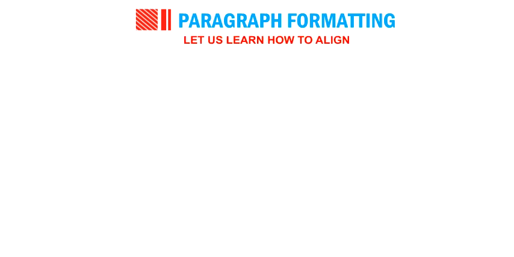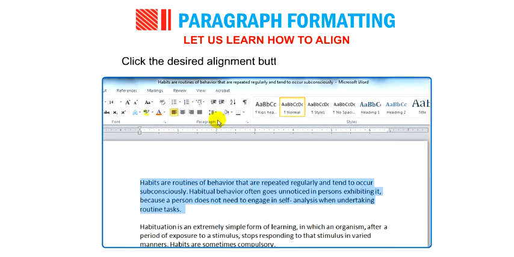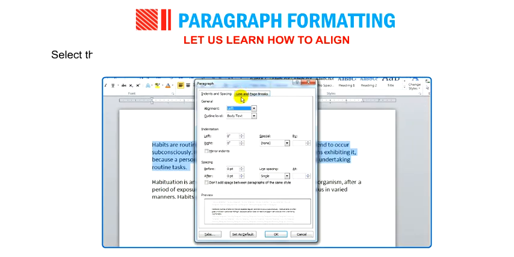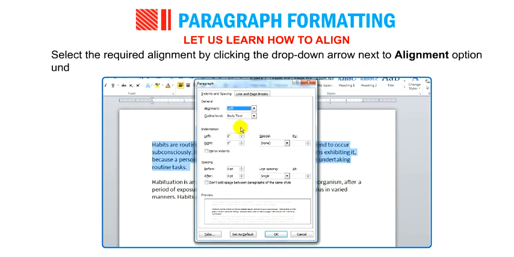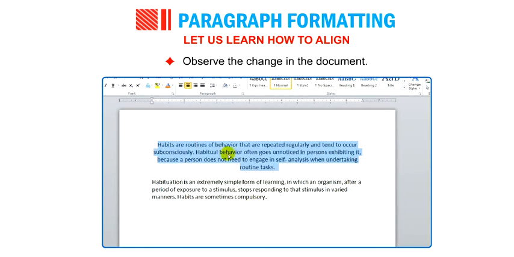Let us learn how to align. Select the text. Click the desired alignment button in the paragraph group, or click the paragraph dialog box launcher. Select the required alignment by clicking the drop-down arrow next to Alignment option under General section. Then click OK. Observe the change in the alignment.